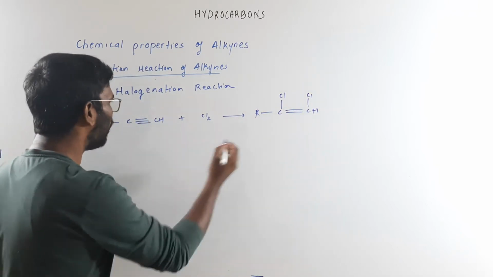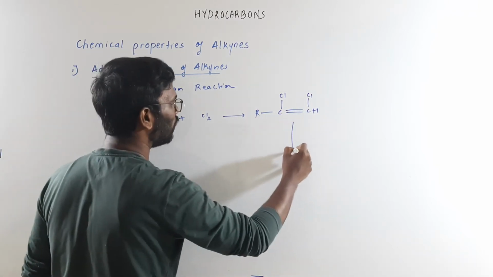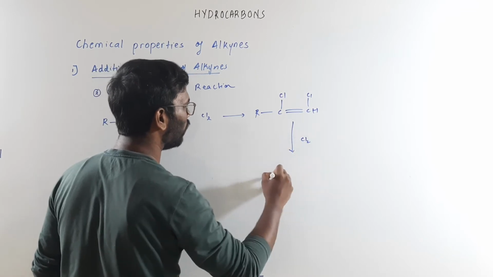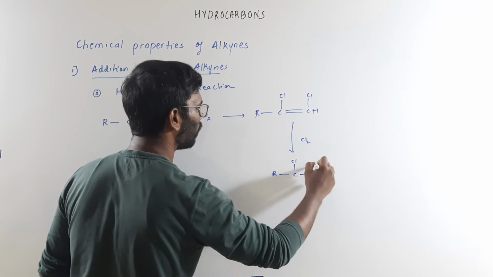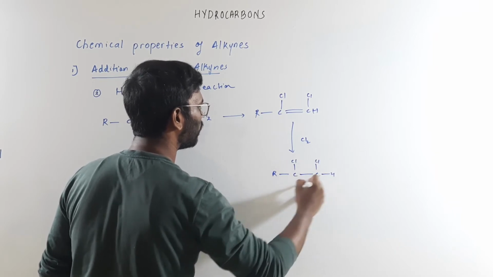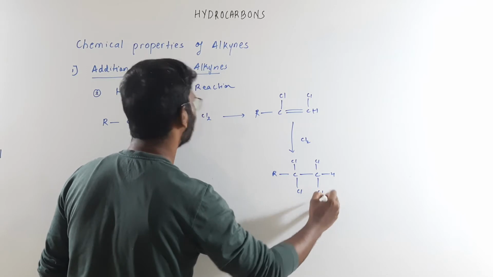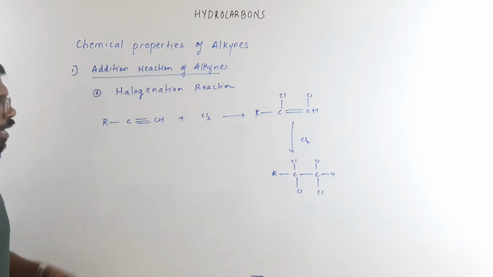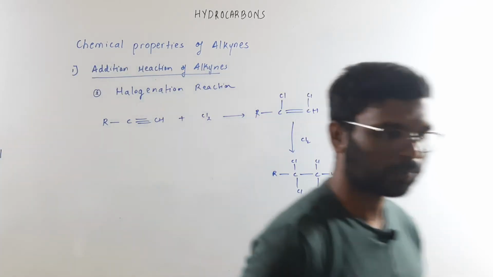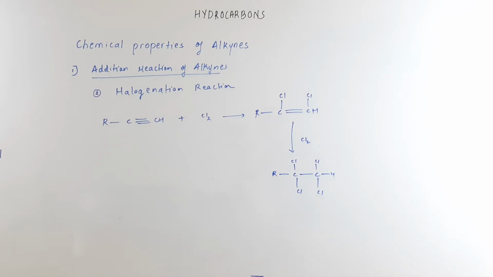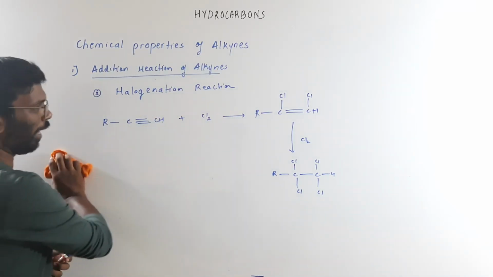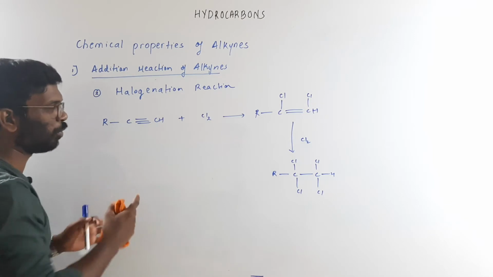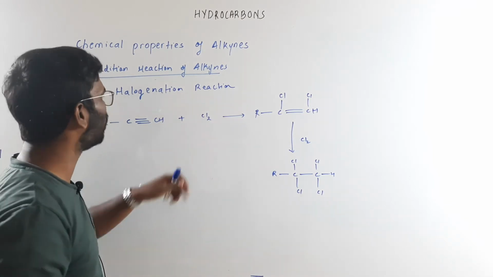Once this is formed, if we do a further halogenation of this, then we are going to get dihalides, tetrahalides, this way. This is the thing about the halogenation reaction. Basically these reactions are catalyzed by light, okay? To initiate this reaction, it is done by the light.